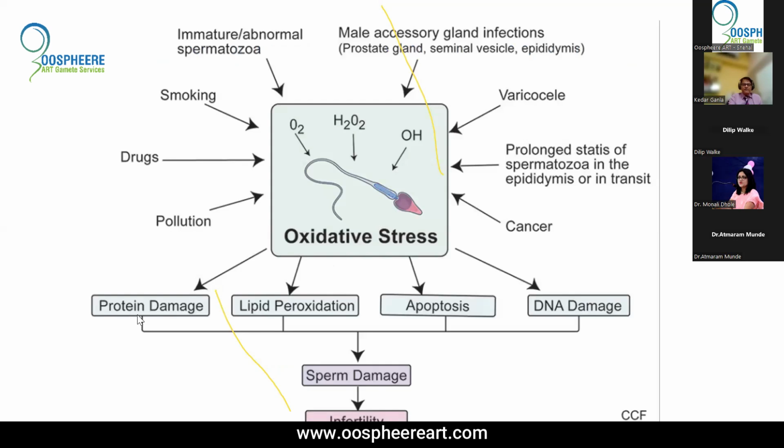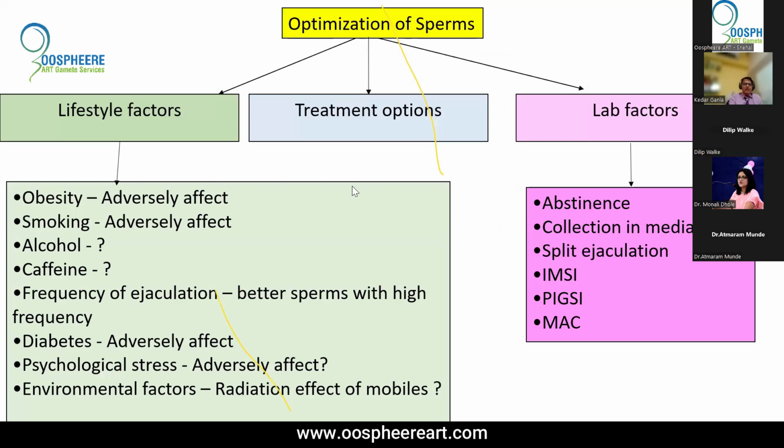Again, the same: protein damage, lipid peroxidation, apoptosis, and DNA damage. Apoptosis will cause oligospermia. Lipid peroxidation of the tail will cause asthenozoospermia. DNA damage will cause low pregnancy outcome. Now, we know all these things which are very, very easy to tell a patient, but we do not insist that you should stop smoking, then I'll start treatment. No, we don't do that. We just say you stop smoking and it will be better.